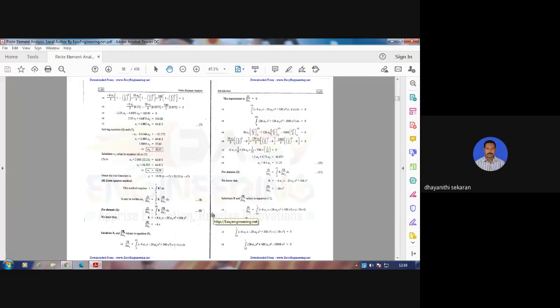For domain 2, our limit is 1/2 to 1. ∂I/∂a2 equals the integral from 1/2 to 1 of R into ∂R/∂a2 dx. In the book, the given one is wrong. So R is minus 6a1x minus 28x cube plus 500x square, and ∂R/∂a2 equals minus 20x cube. So ∂I/∂a2 equals the integral from 1/2 to 1 of (minus 6a1x minus 28x cube plus 500x square) into minus 20x cube, equal to 0.